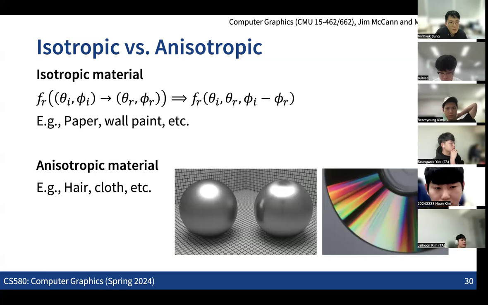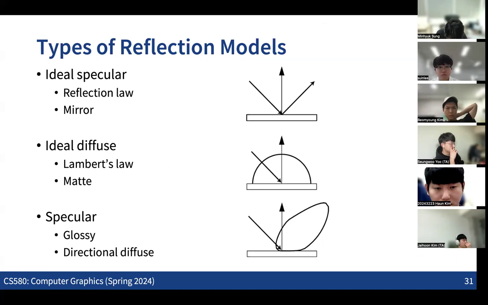If we review some of the basic types of reflection defined with the BRDF, as we also discussed in the previous lecture, we can think about specular reflection, diffuse reflection, and other types of reflection. Let us briefly review those ideas.